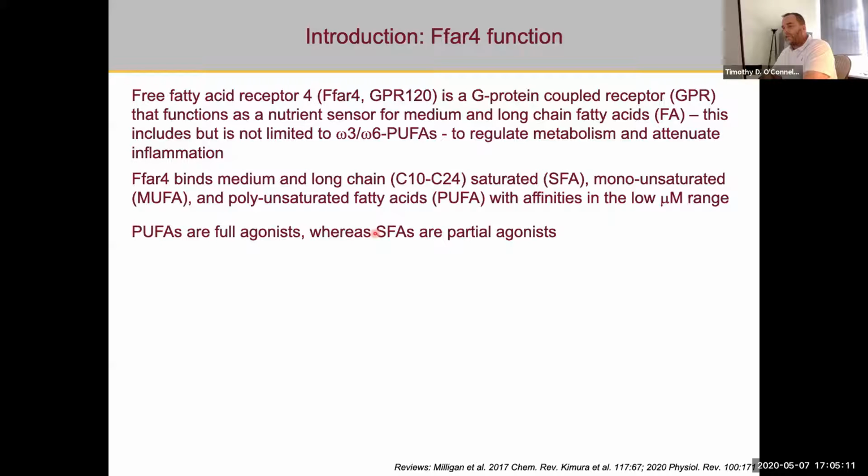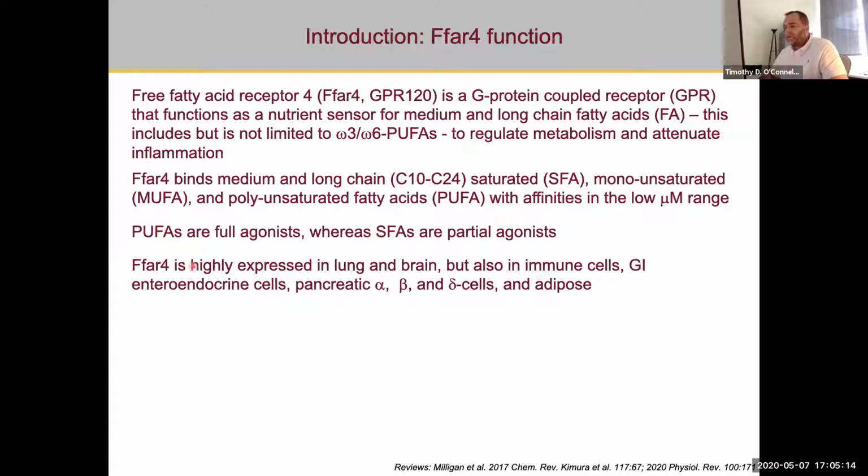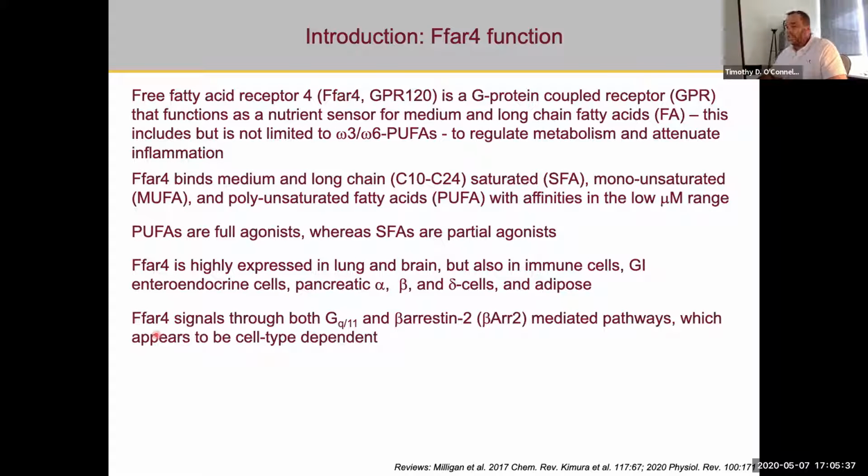FFAR4 is highly expressed in many tissues, including the lung and the brain, although its function there is still unknown. It's also found in many immune cells, including macrophages, as well as GI enteroendocrine cells like K and L cells, in pancreas, in alpha, beta, and delta cells, although its expression in beta cells is debated, and it's found in adipose tissue. In terms of signaling, FFAR4 is a Gq-coupled receptor, and it signals through G-alpha-q to activate phospholipase C-beta, increasing intracellular inositol phosphates and releasing calcium, as well as activating PKC.